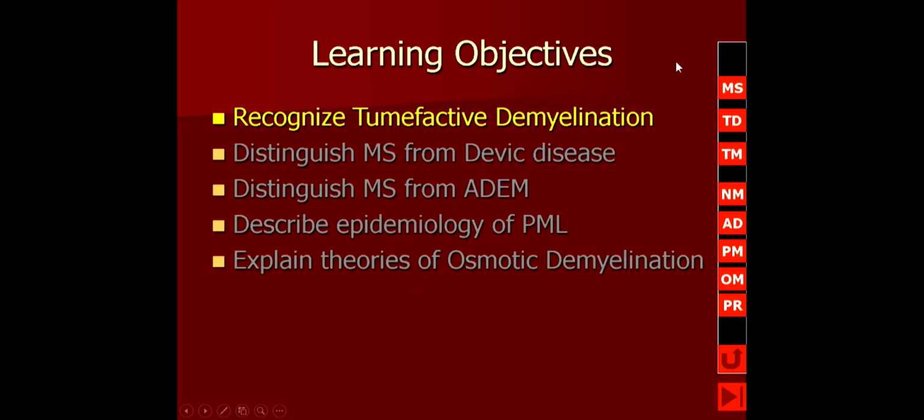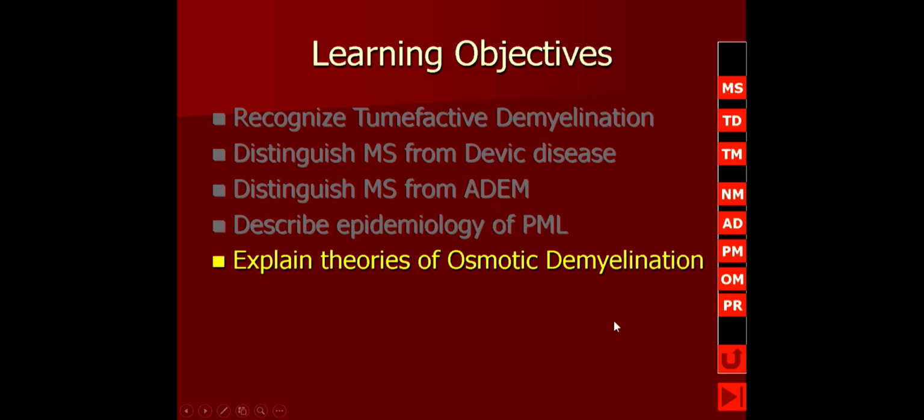So we're going to talk about tumefactive demyelination because that's critical that patients don't get that biopsy. So I want to emphasize that. I'm going to talk about the features that might help you distinguish MS from Devic's disease. We're going to talk about how you might distinguish MS from acute disseminated encephalomyelitis, or ADEM. We'll talk about progressive multifocal leukoencephalopathy, and I hope we have time to talk about something about osmotic demyelination.